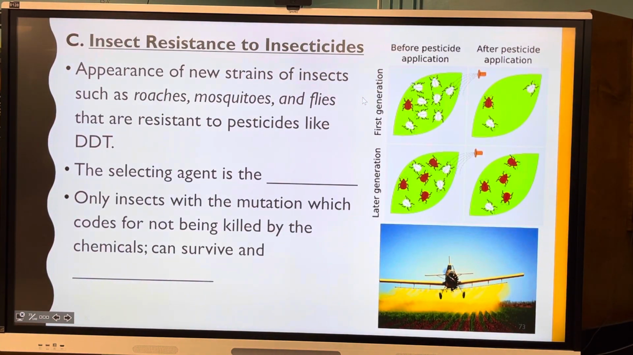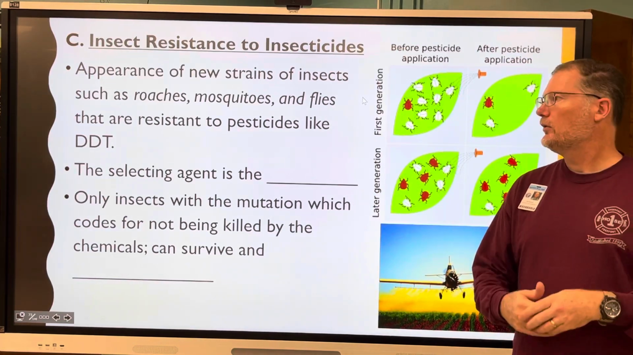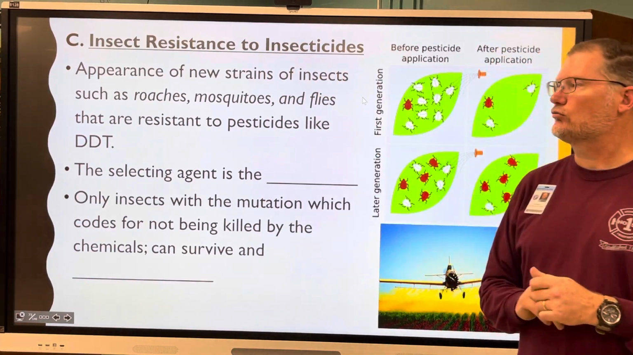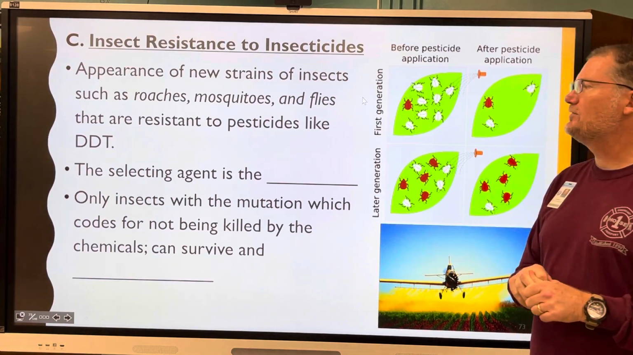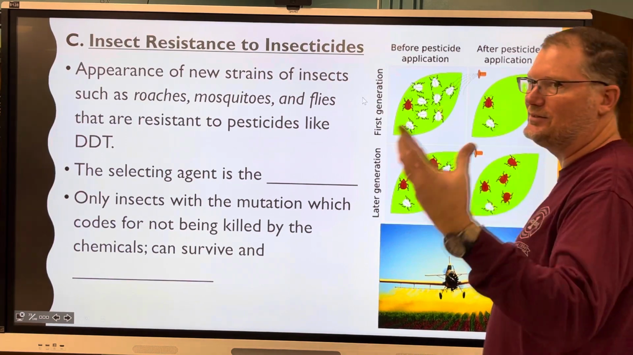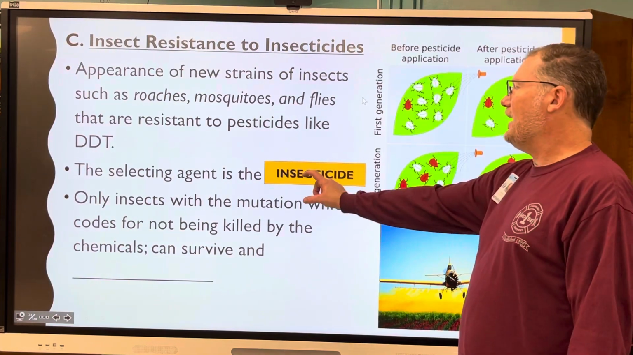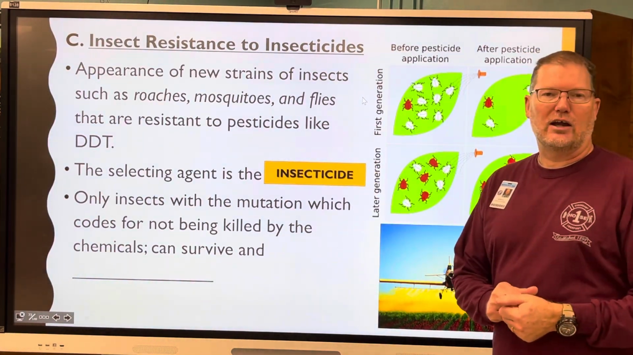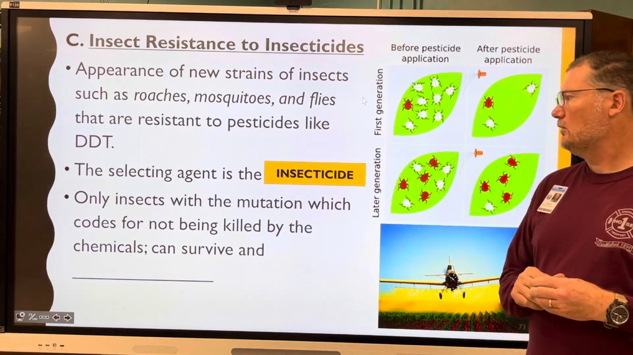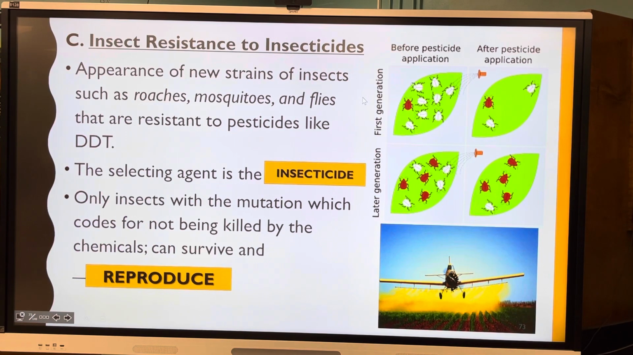Okay, insect resistance to insecticides. Same exact process. We see this happening in our lifetime. So appearance of new strains of insects, roaches, mosquitoes, flies that are resistant to pesticides like DDT. We don't use DDT anymore, but we did see this back in the day. We use other pesticides now. So the selecting agent in this case is not coloration, it's insecticide use. And only insects with the mutation which codes for not being killed by a chemical can survive and reproduce.